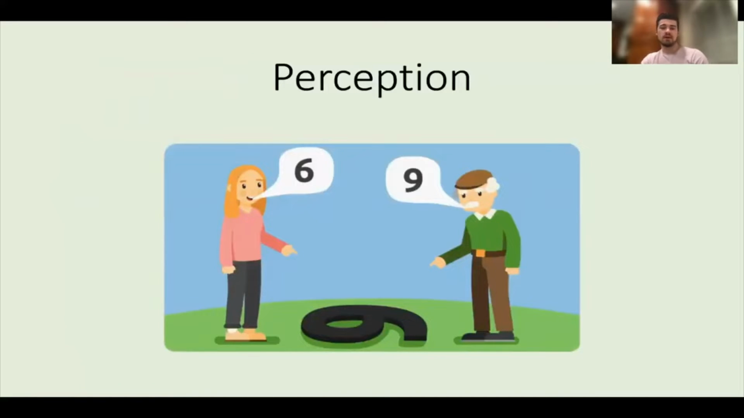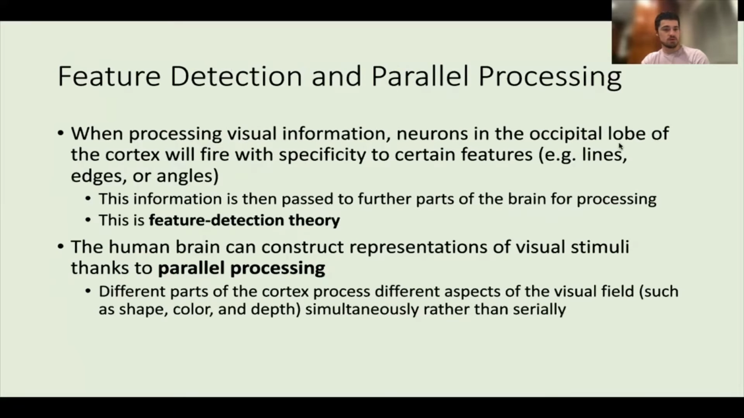Okay, a little bit about perception now. So feature detection and parallel processing. When processing visual information, neurons in the occipital lobe of the cortex will fire with specificity to certain features. So this is sort of what feature detection theory is.